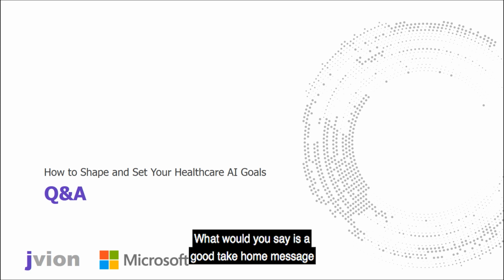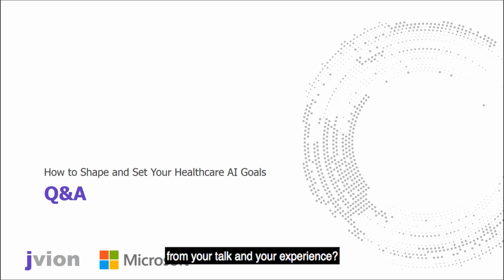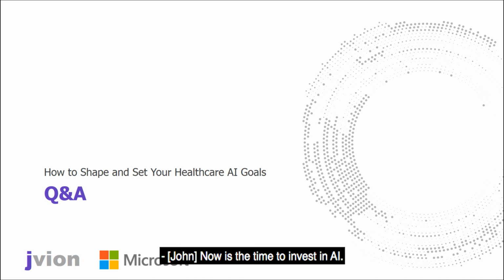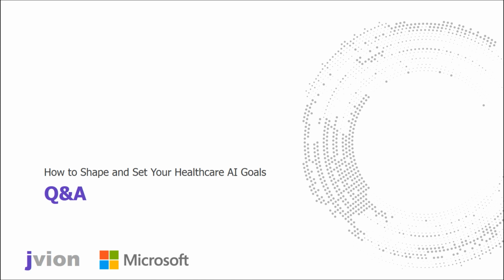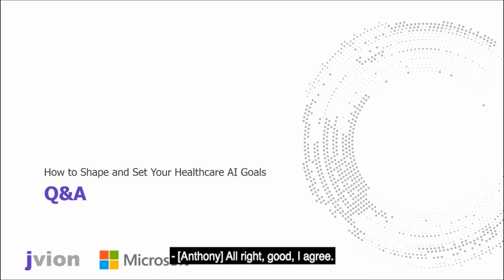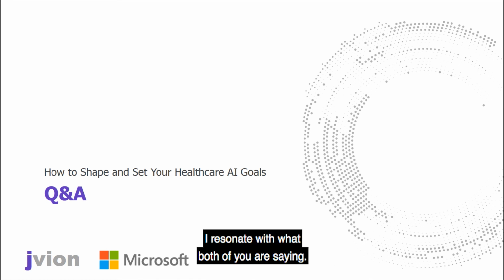Any last minute thoughts, John, Molly? Why don't we give a tweet out under the theme today to our attendees before we sign off? What would you say is a good take-home message from your talk and your experience? Well, why don't we start with John? Now is the time to invest in AI. Okay, Molly? 240 characters or less? Yeah, I'm just thinking of a good tweet. I think the future is now. It's here. It's happening, and let's embrace it and bring the appropriate people to the table.